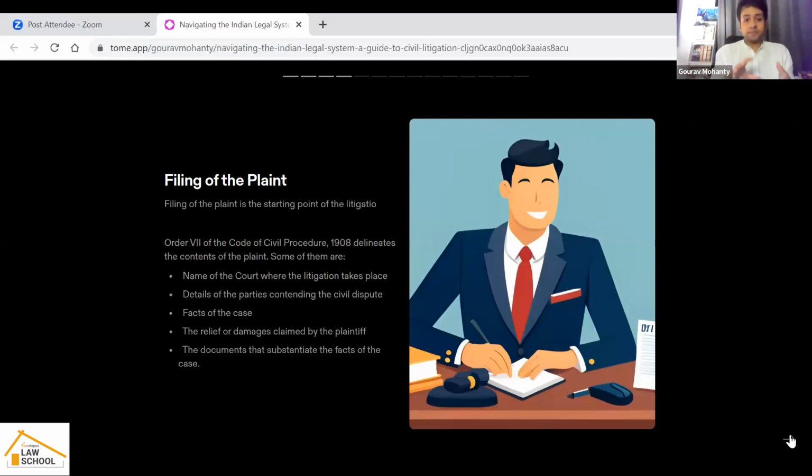Now, Order 7 of the CPC lays down certain particulars or information which a plaint should have. Some of them are in the slide. I hope you guys can see it. It's the name of the court where the litigation takes place. Okay, this sounds kind of obvious, right? I mean, obviously you will write the court's name where you're filing it. No, but this has a very significant importance. How is it important? Let's see.